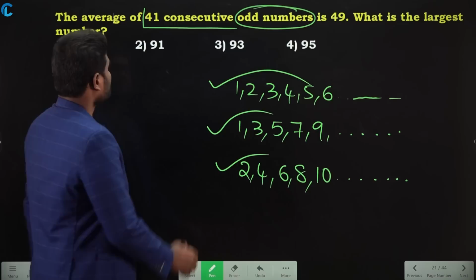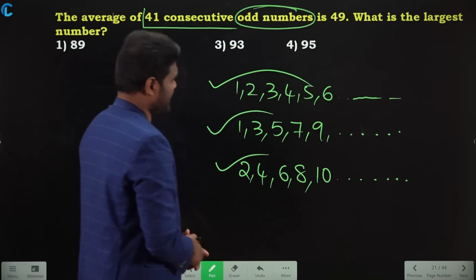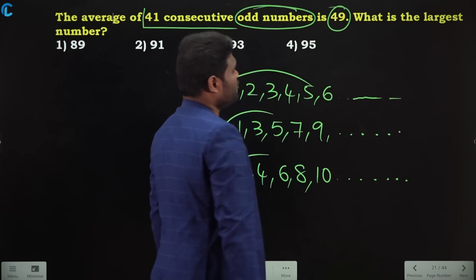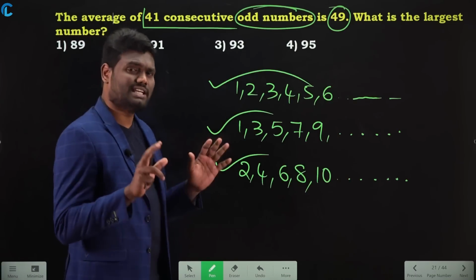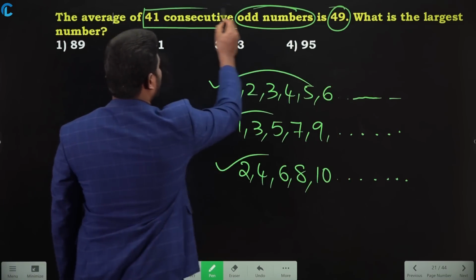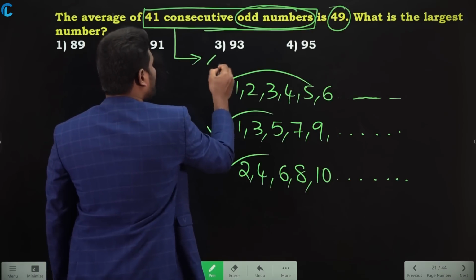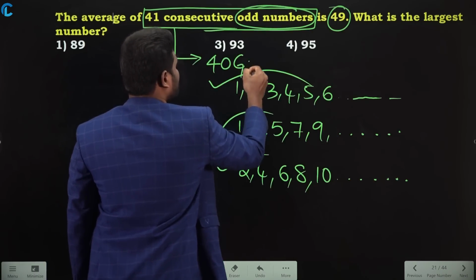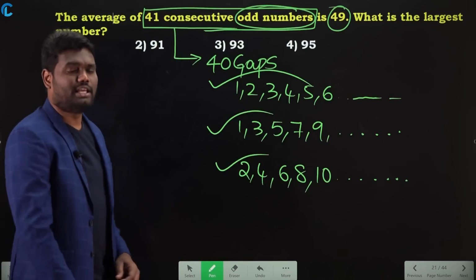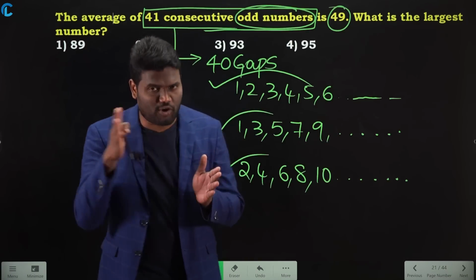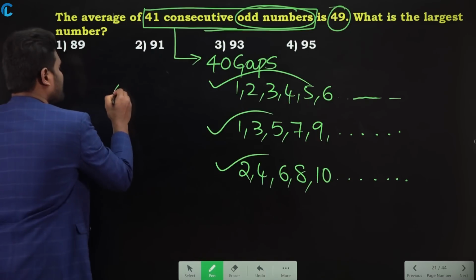Okay? Now look here. For 41 consecutive odd numbers, average is how much? 49. Now you are asked to find what is the largest number. So largest number is what? Just very simple. Look here. For 41 consecutive odd numbers, for 41 numbers, number of gaps are how many? Number of gaps are nothing but 40 gaps. As number of gaps are 40 gaps, then what happens is 20 gaps will be forward, 20 gaps will be backward. Yes or no? So average is nothing but 49.